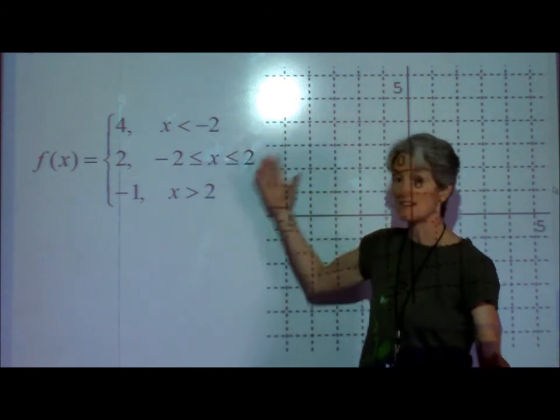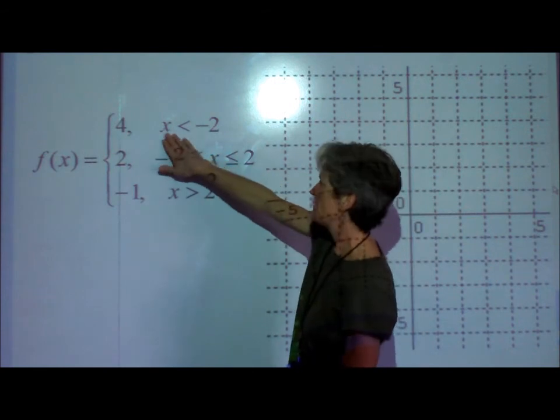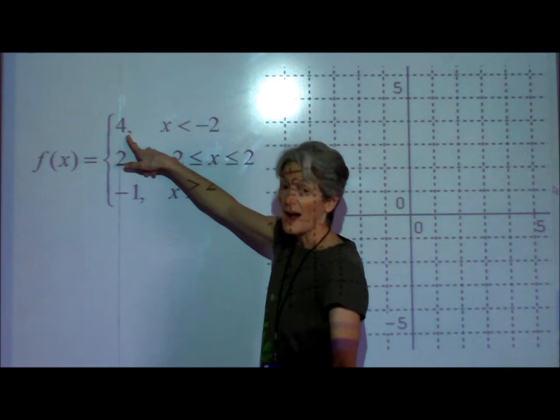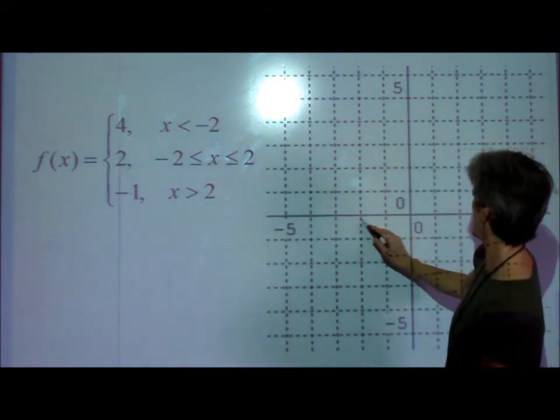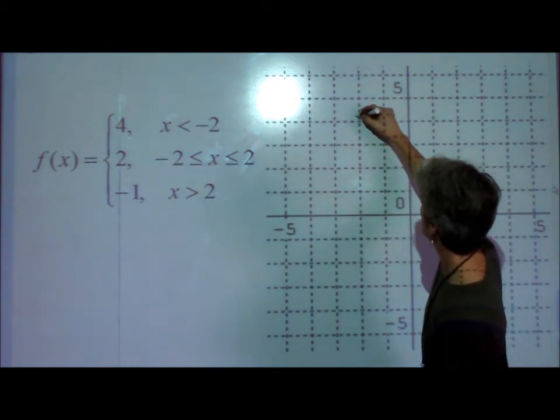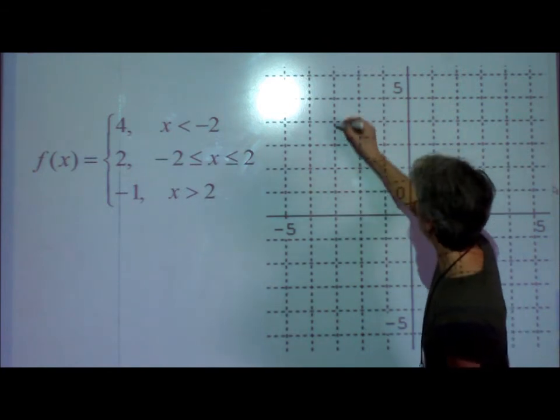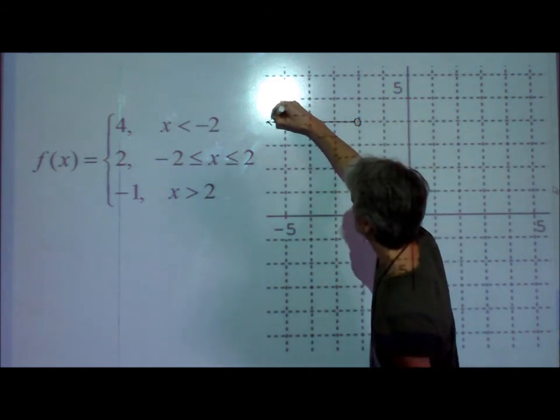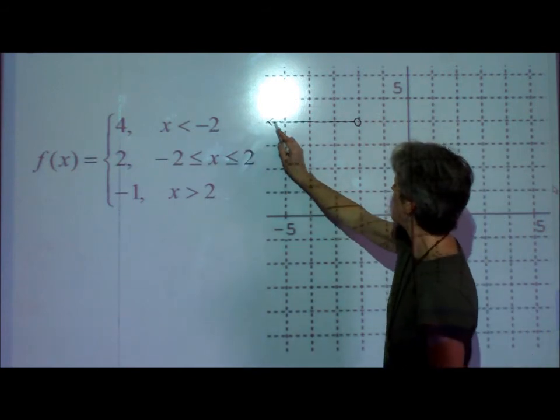As you see, this is broken up into 3 pieces. So let's just start here. This says for all x values less than -2, my output is going to be 4. All right, so let's see, -2, 1, 2, 3, 4, but it doesn't really equal it there. I'm going to put an open circle. So for everything less than -2, my y value is going to equal 4. So far, so good?